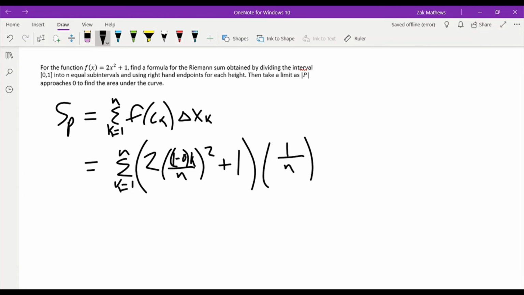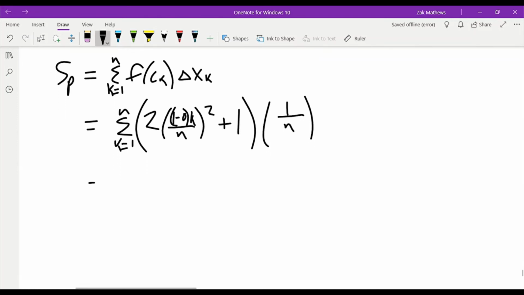So again, the height's the tricky part. And the way we can think about it is we always start at the initial point. So we always have an initial x value of 0. And then to that I add the width times the k, because the k is moving me over by each little bit of width each time. And so now I'm going to simplify this. So we're going from still k equals 1 to n.